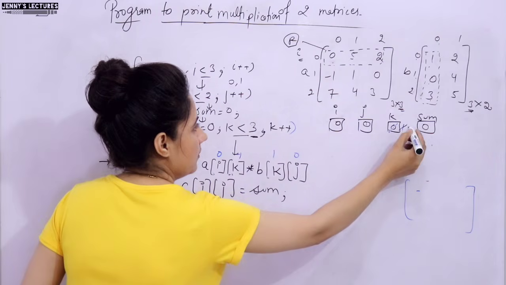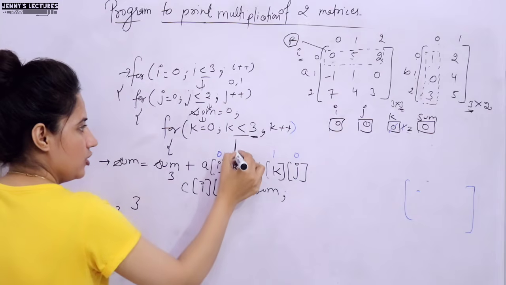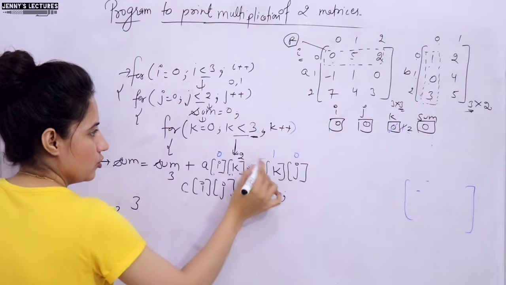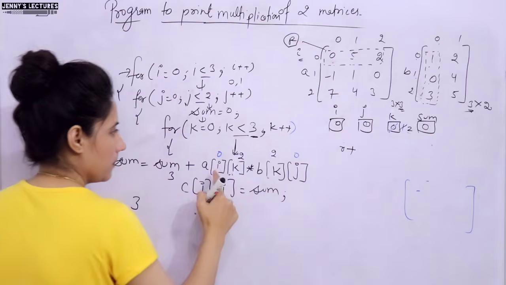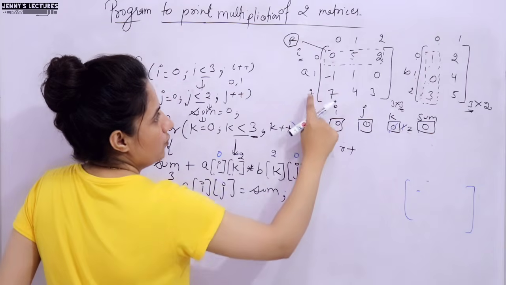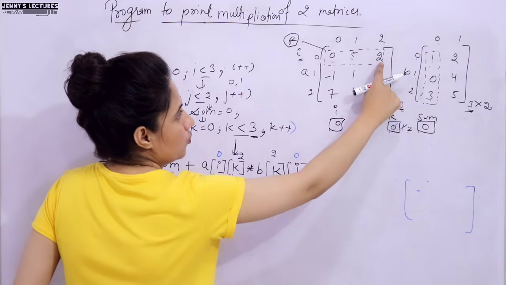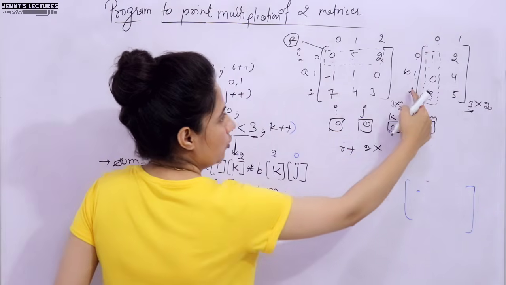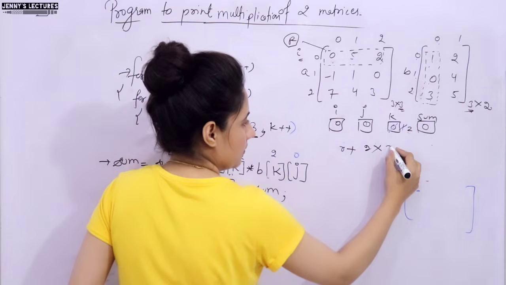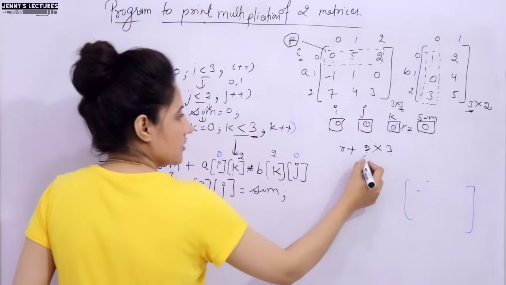Again k plus plus, k becomes 2. Yes, condition true, again enter here. Now we will access 0, 2 and 2, 0. So sum is still 0 plus a of 0, 2, this one, 2 into B of 2, 0. B of 2, 0, that is 3. 3 into 2, 6.